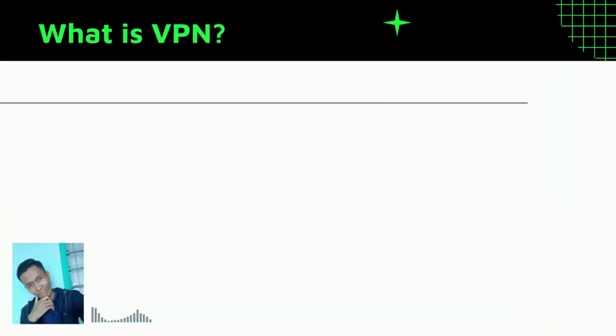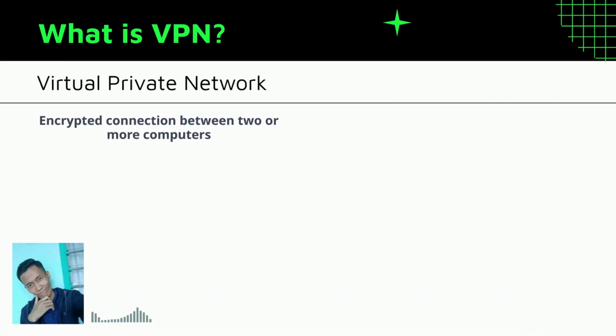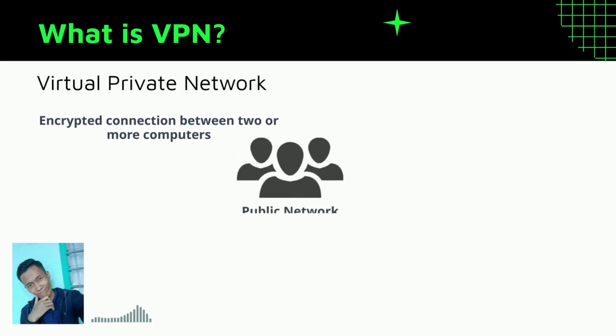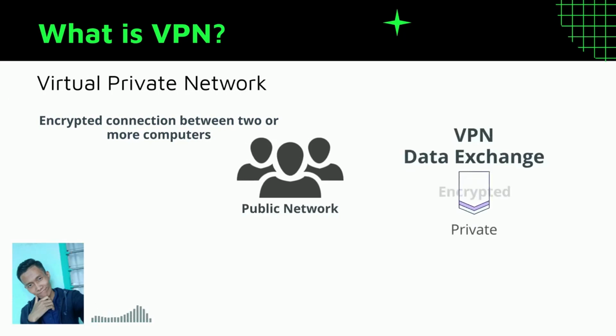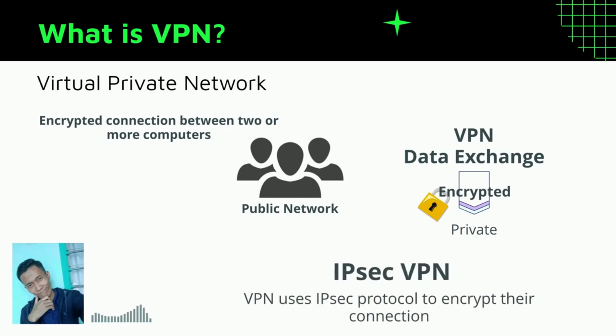What is a VPN? A virtual private network, which is VPN, is an encrypted connection between two or more computers. VPN connections take place over public networks, but the data exchanged over the VPN is still private because it is encrypted. IPSec VPN is when a VPN uses the IPSec protocol to encrypt its connection.